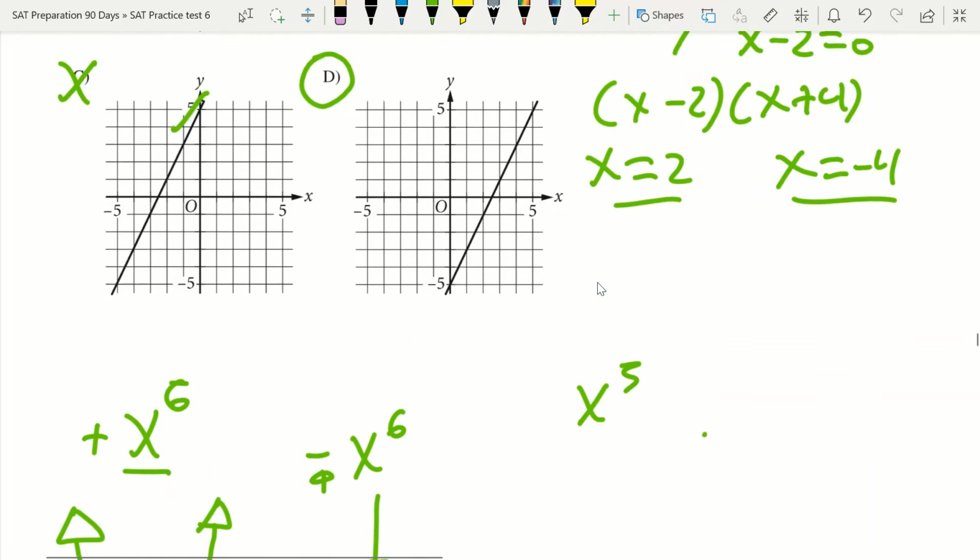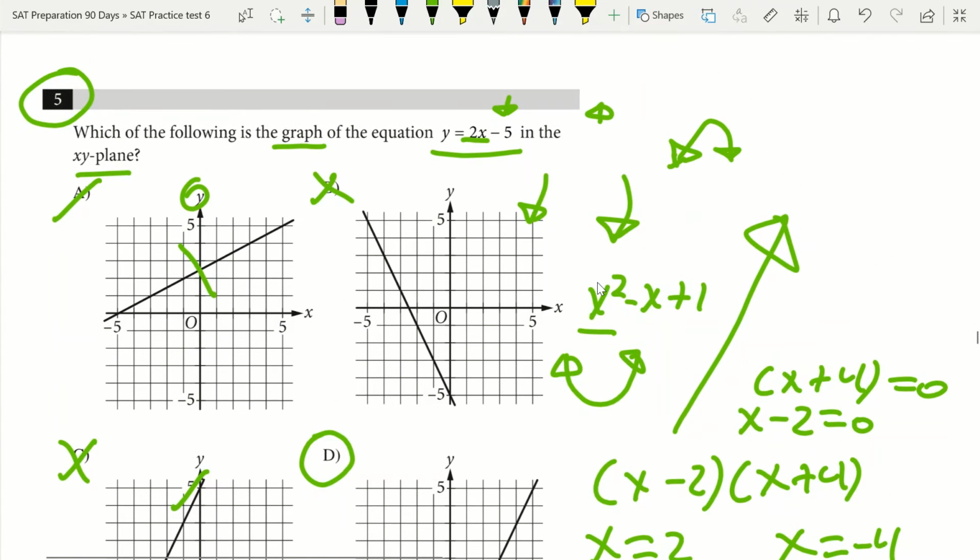So that's just things that you can use when dealing with graphs on the SAT math section in order to determine which answer is correct. You want to look for intercepts, you want to look at slopes, and you want to look at zeros, and you want to look at end behavior. Those are the big 4 things that you want to look at when dealing with graphs on the SAT math section. So hopefully that was helpful.